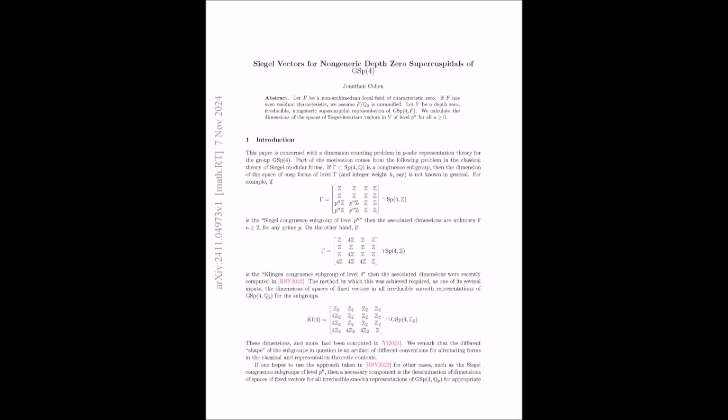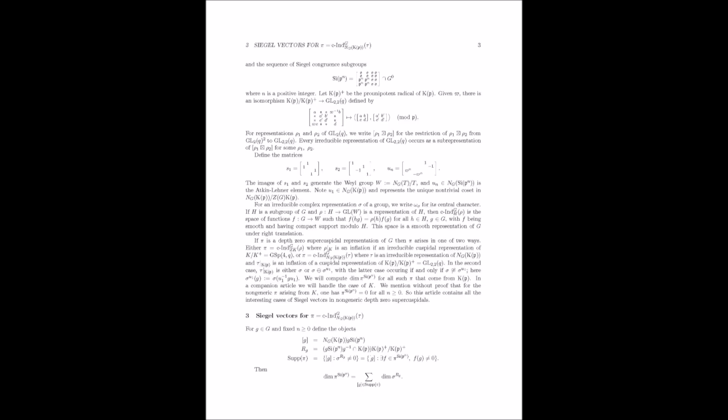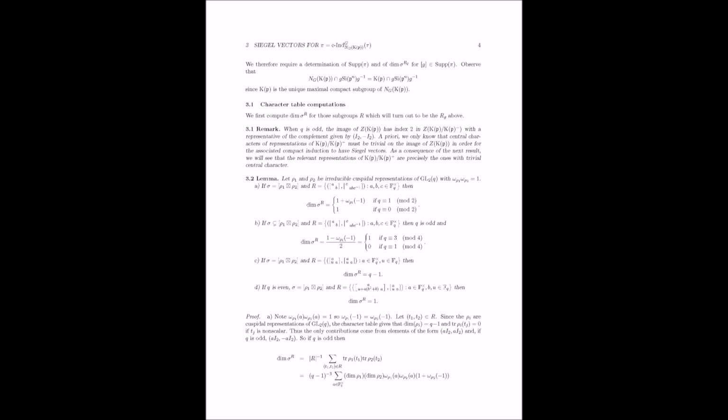But here's the catch. For certain types of Siegel modular forms, like those associated with Siegel congruence subgroups of level p^n, where n is greater than or equal to 2, we don't actually know those dimensions. Oh, wow. It's a problem that has puzzled mathematicians for years. So it's like we have this vast uncharted territory within the world of Siegel modular forms. Exactly. And that's what makes this paper so exciting.